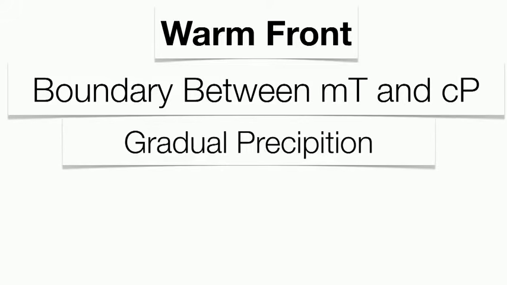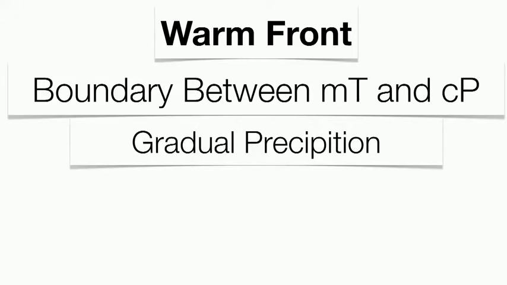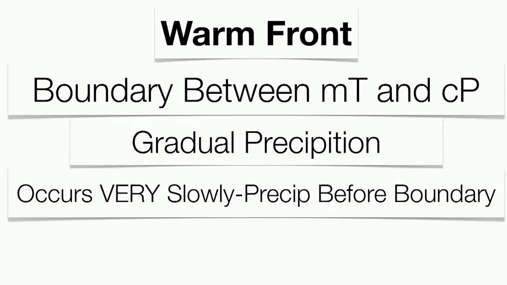Warm fronts are the exact opposite. Here's where a warm air mass is trying to overtake a cold air mass. You tend to get gradual precipitation, usually over a couple of days. So if you're getting a warm front on Wednesday, you're going to get precipitation probably Monday night into Tuesday. Very gradual precipitation because the warm air lifting is not as violent.